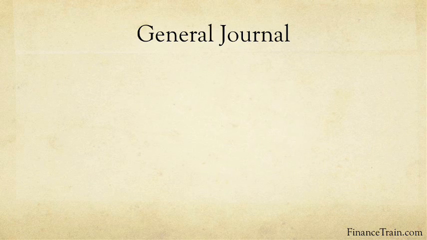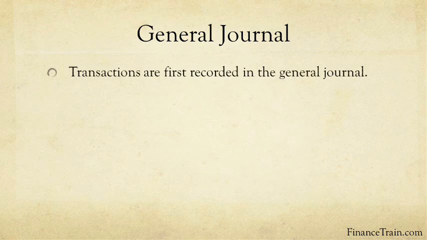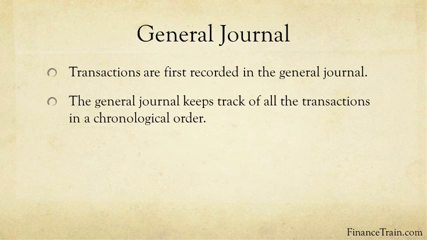When a transaction is carried out, it is first recorded in the General Journal. The General Journal keeps track of all the transactions in chronological order. These transactions, when recorded in the General Journal, are called entries, and the process of recording entries is called journalizing. The General Journal is formatted to help you keep transaction data well organized. It shows the effects of each transaction on the accounts of the business.